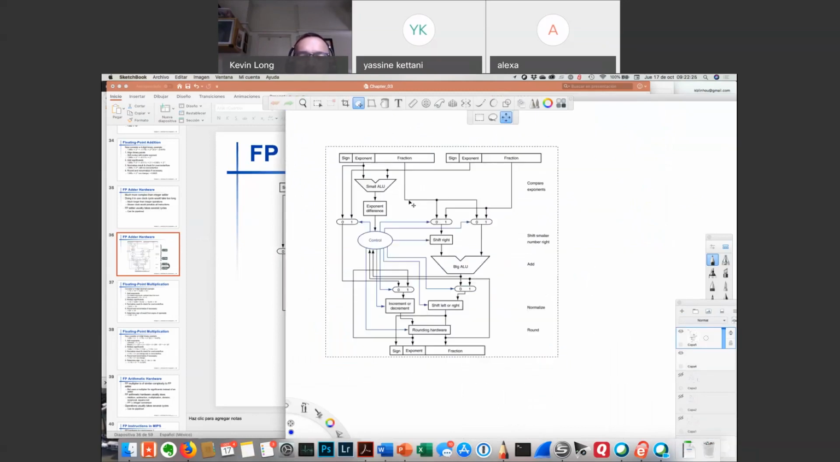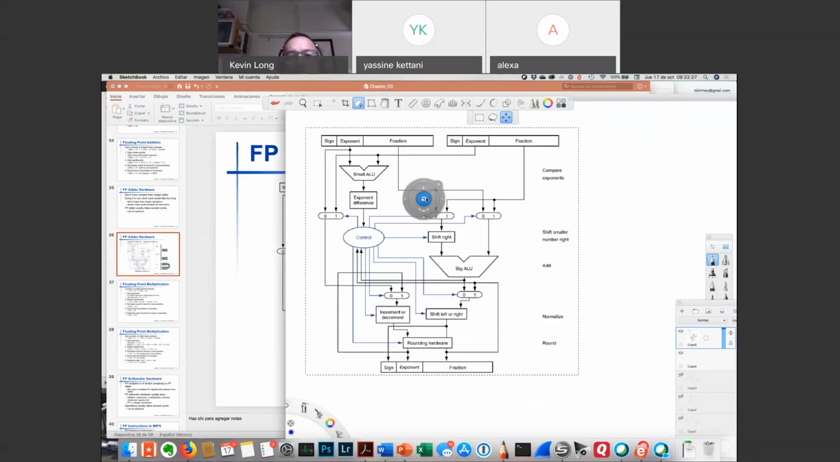You don't have to be an electrical engineer to understand this. You might have thought you did, but you don't. So I have two numbers: my first number and my second number. I'm going to first take a look at the exponents for each of these and figure out which one's the smaller of the two. I subtract them and see whether the result is positive or negative.